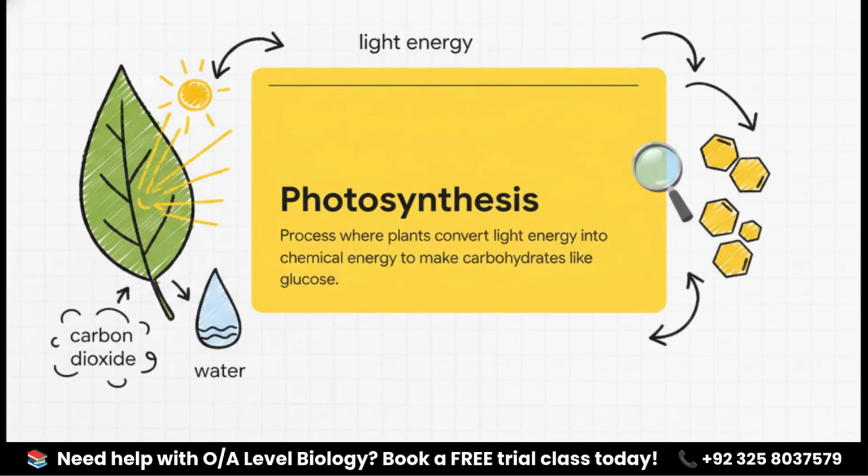very specific keywords. You literally can't just write plants make food from the sun. That won't cut it. You need to explicitly state that it's the process by which plants convert light energy into chemical energy to make carbohydrates like glucose, and they do this using raw materials, specifically carbon dioxide and water. If you hit those exact keywords on your exam paper, boom, you are securing full marks for that definition.